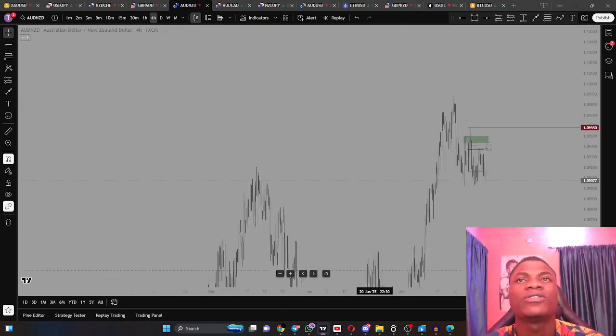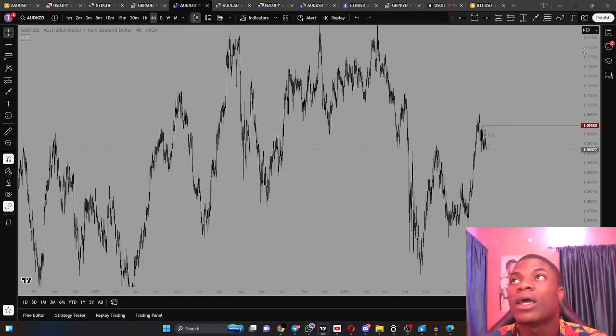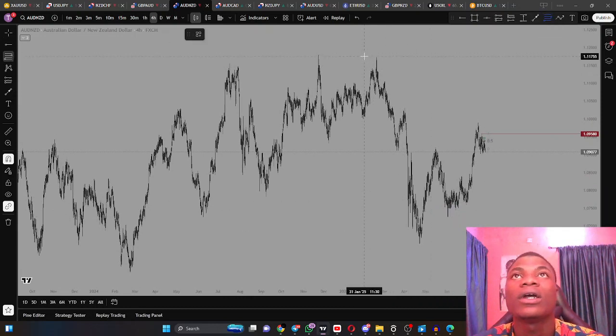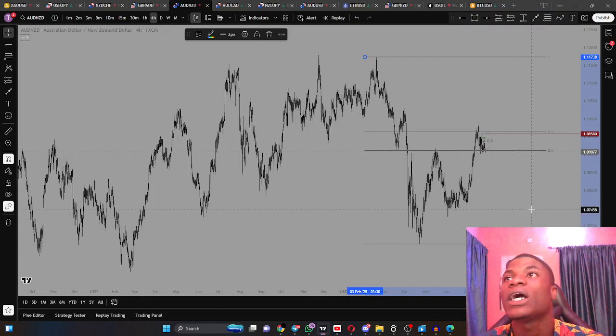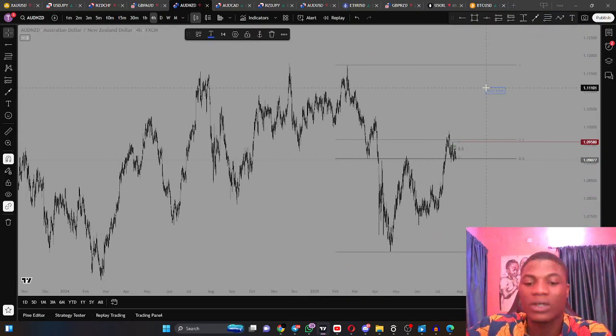And zooming in with my 4 hour, I think I'm not getting something clear here. I need to go up. Okay, I see something here, but I still need to go to the daily time frame. So yeah, marking out from this high to this low, what I can see and tell is that market is at the premium zone. This is our premium zone here.